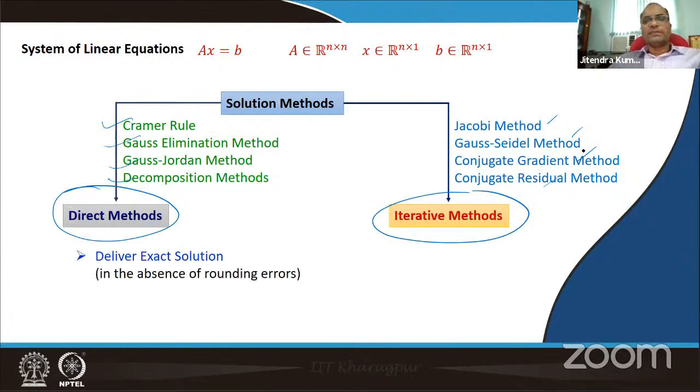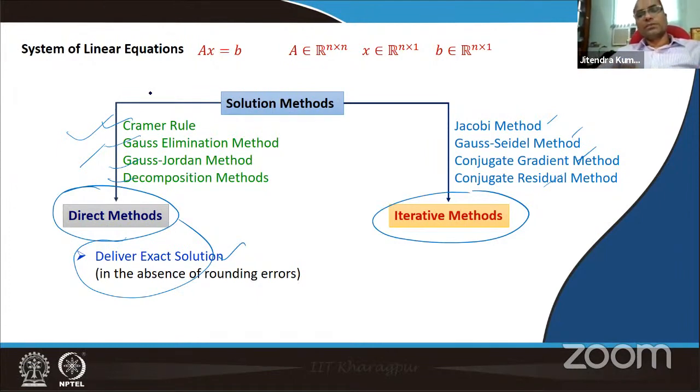So what are the basic differences between the two kinds of approaches we have? The category of methods which we are naming as direct methods deliver exact solutions. So here, if you leave aside rounding errors, then we actually have the exact solution of the problem. This is what we have in the direct methods.